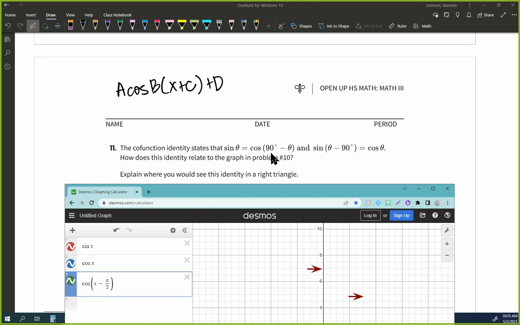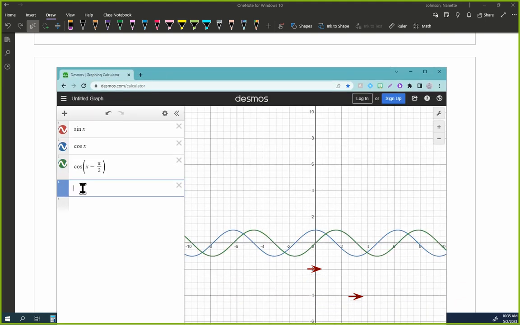Now, some of you are like, but Ms. Johnson, this says 90 minus theta. What would that do to it? Let's try. So let's put cosine of pi over 2 minus x. So it's still the same guy. But in terms of what we've talked about so far, you understand him as a shift from here to here, right?